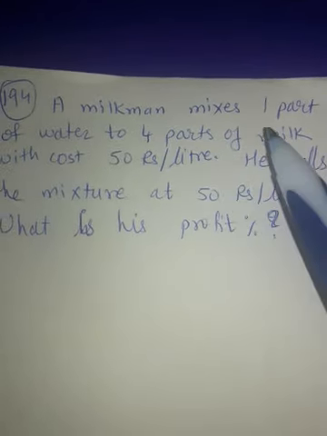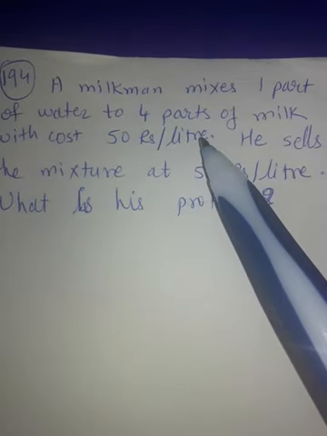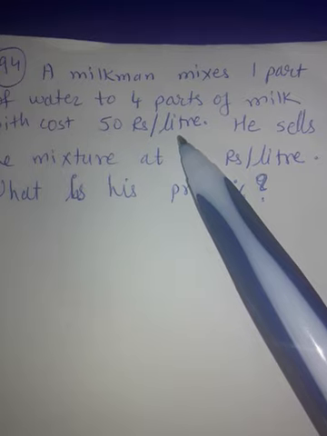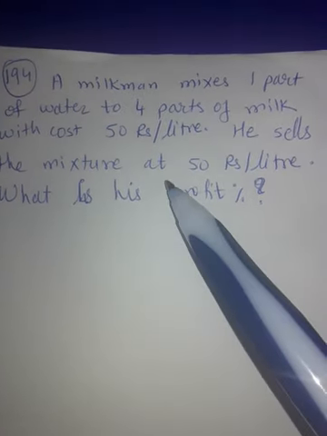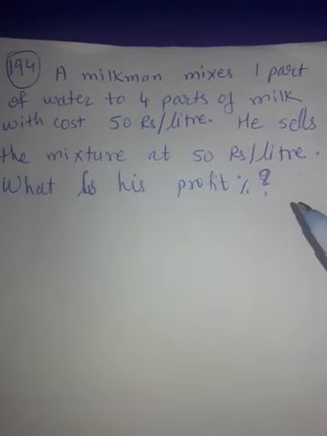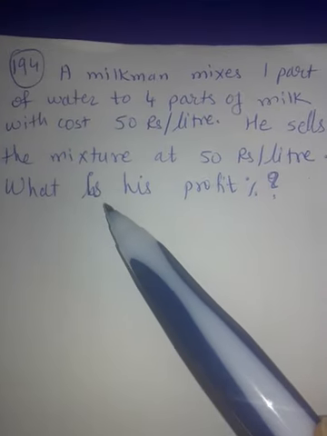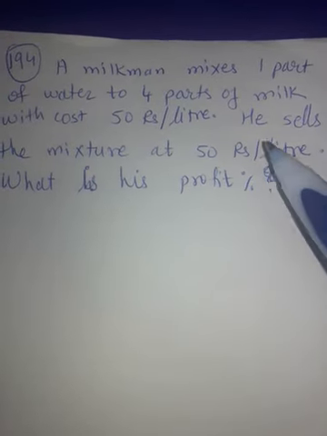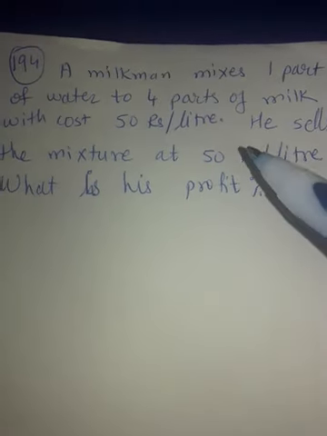A milkman mixes 1 part of water to 4 parts of milk with cost 50 rupees per liter. He sells the mixture at 50 rupees per liter. What is his profit percent? That we have to find out. What is given to us?